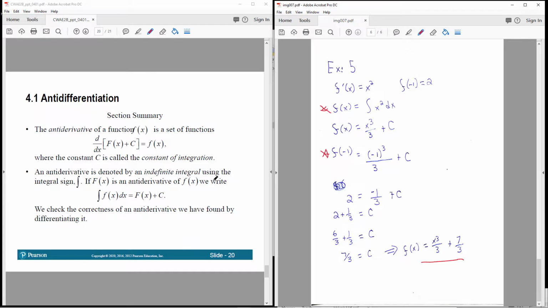Summary. Okay. The antiderivative of a function is a set of functions; they're the inverses of each other. It gives you back the original function, the opposite of the derivative. The antiderivative is denoted by this symbol here. You can check it by taking the derivative of it to see if your integration is correct.